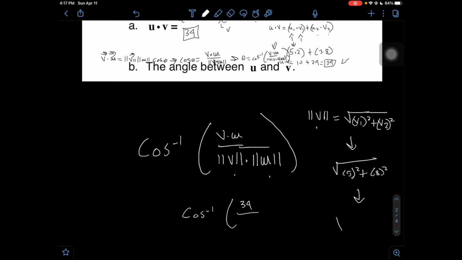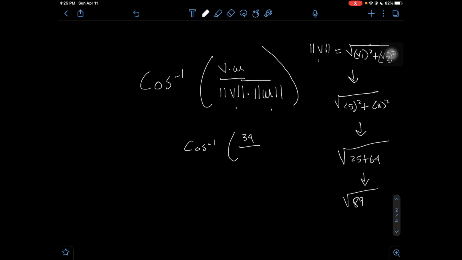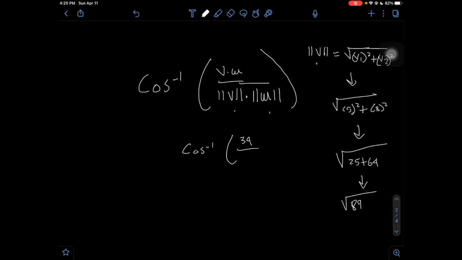So we take the square root of 25 plus 64. Well, 25 plus 64 is 89. So we take the square root of 89, and since that's not a perfect square, we're going to leave it just as it is. So far we have the square root of 89. So we have cosine inverse of 34 over the square root of 89, which is our magnitude of v, times, now we need to find the magnitude of w.